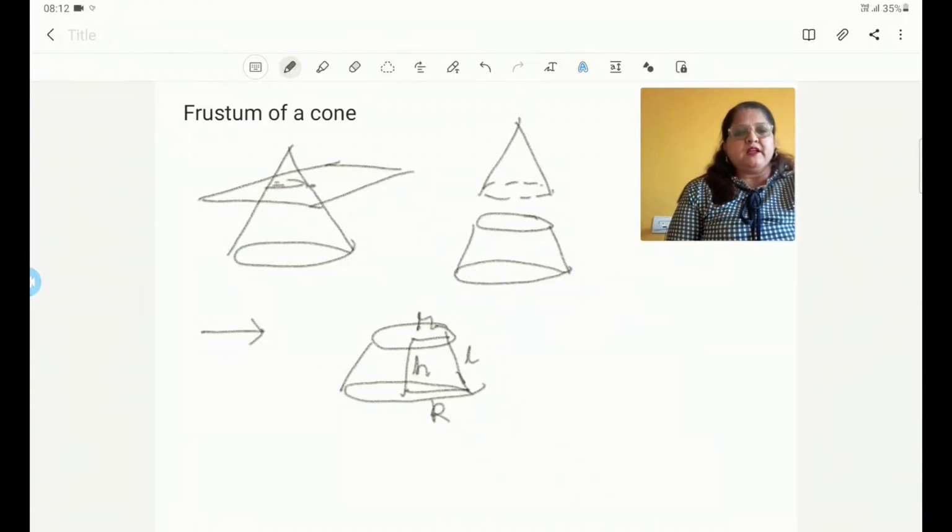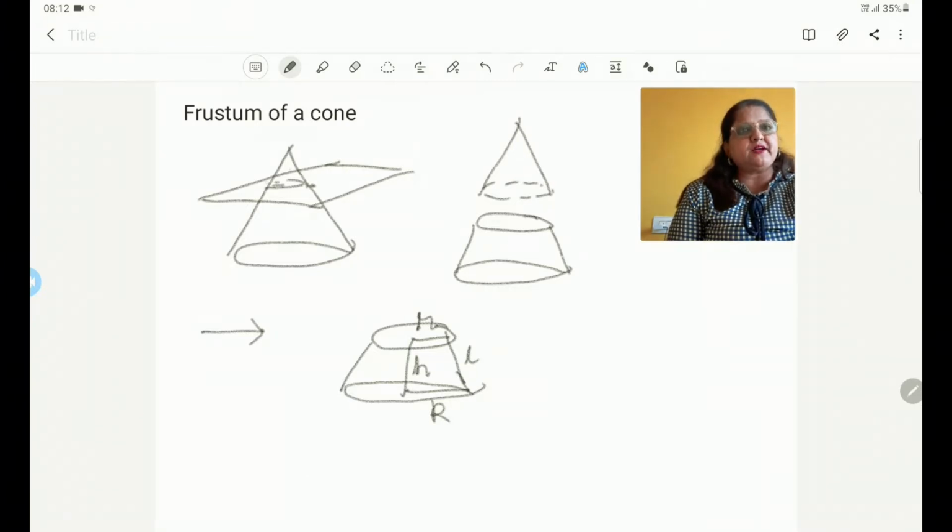Hello students. In the previous videos, we were discussing how to find the volumes of combinations of solids. But now we are going to do something different. What we are doing is removing a smaller right circular cone from a bigger right circular cone. So this was a cone which is sliced by a plane parallel to the base, so the two parts get separated.